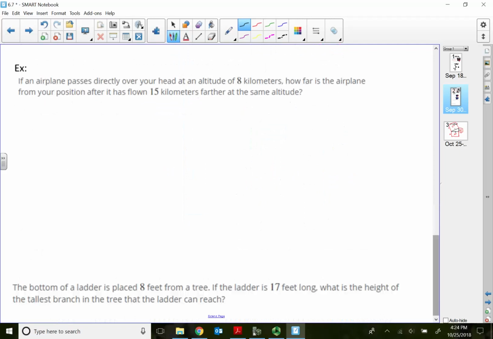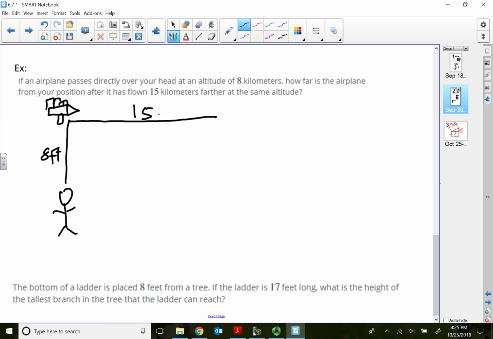All right, let's try some application problems. If an airplane is directly over your head at an altitude of 8 kilometers, so this is me, 8 kilometers above, there's an airplane, there you go, little wing. How far is the airplane from your position after it has flown 15 kilometers? Sorry, not feet, kilometers, km. So how far is it from me?